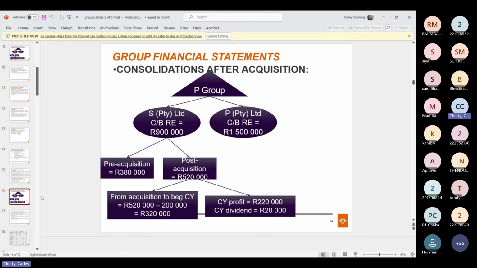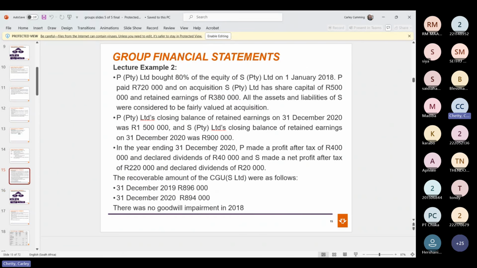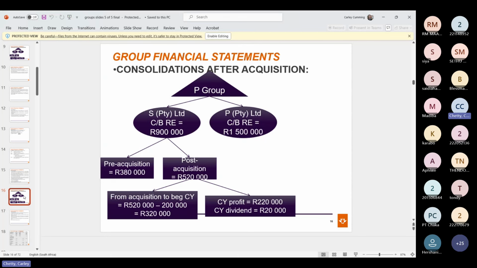We are told that the closing balance of retained earnings for P is 1.5 million, and that was given in the scenario. And the closing balance for S is 900,000. So we now need to split that 900,000 into the pre-acquisition profits and the post-acquisition profits. The scenario told us that the retained earnings of S on acquisition was 380,000. So we know that that consists of profit that was earned before acquisition. So the pre-acquisition profits in that closing balance of retained earnings is 380,000.